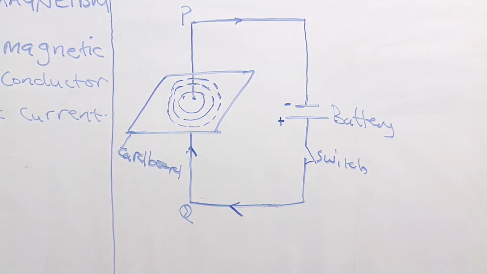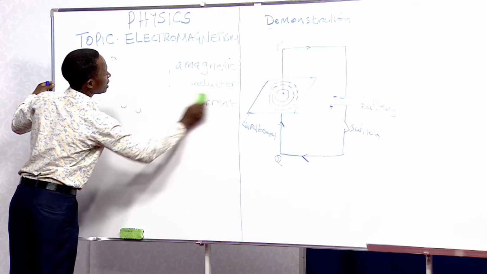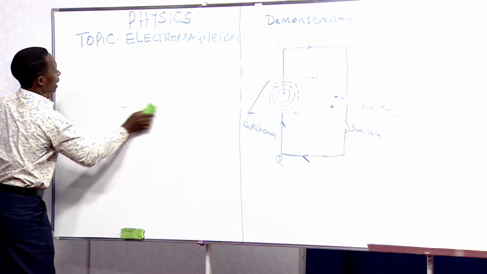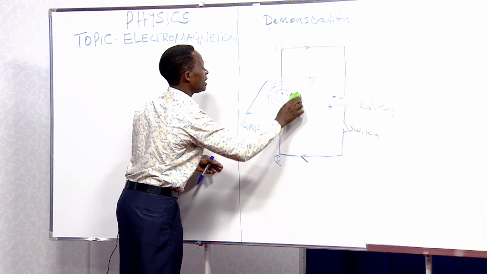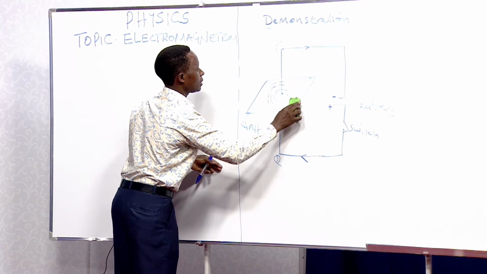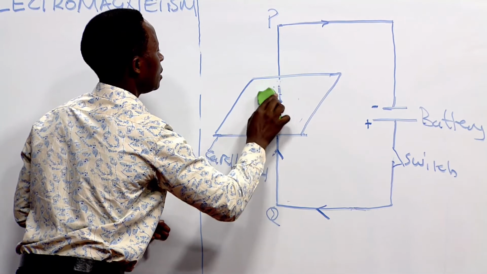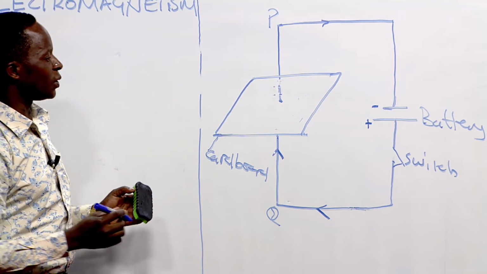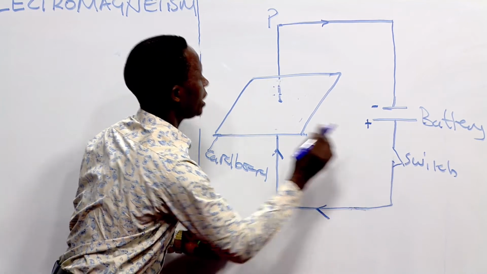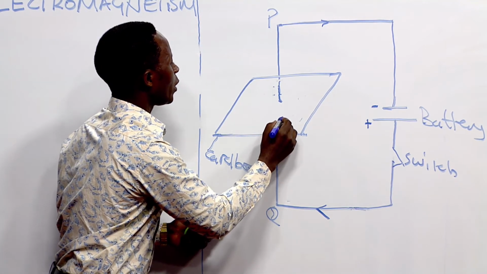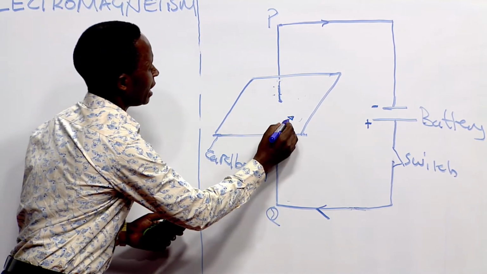How do we demonstrate that? We're also using iron filings to demonstrate that there is a magnetic field around the wire, this time round using a compass needle. Instead of iron filings, I now remove this and put a compass needle. So we put the compass needle around this point, close the switch. The compass needle will show you the direction of the magnetic field.